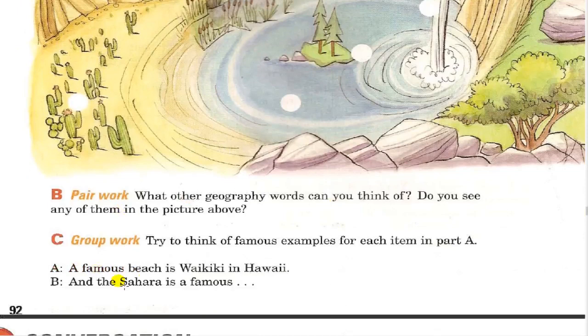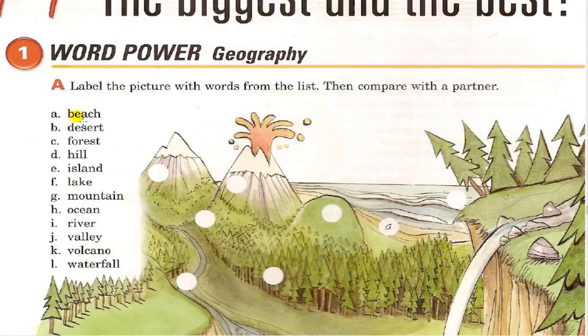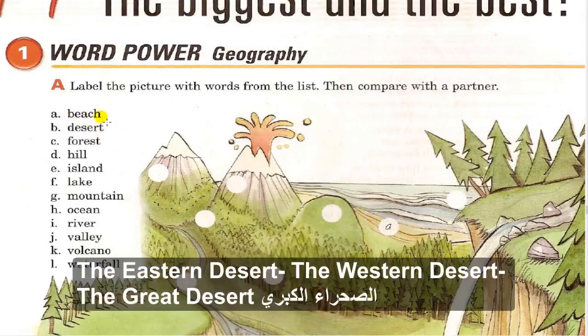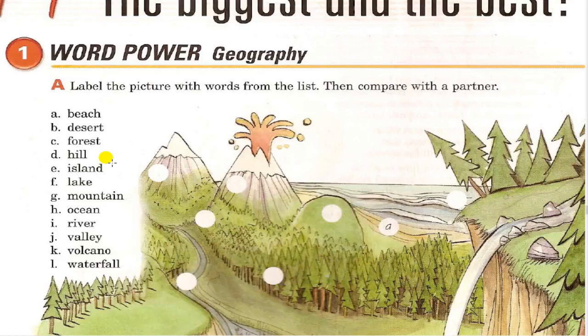C. Try to think of famous examples for each item in part A. So in part A here, for every word, tell me an example. Beach. Miami Beach. Rommel Beach in Marsa Matruh. Desert. Eastern Desert. The Western Desert. The Great Desert. Sahara. Forest. Rainy forest. Tropical forest. Hill. Less than 1,000 meters. The Great Hill in Egypt.